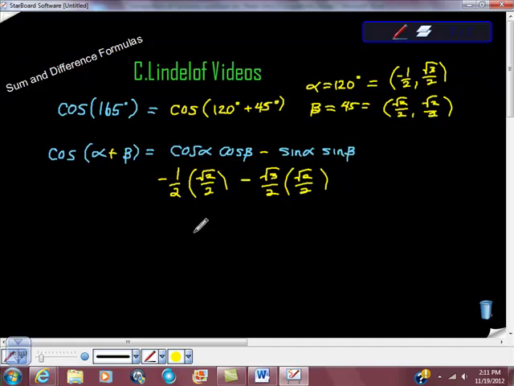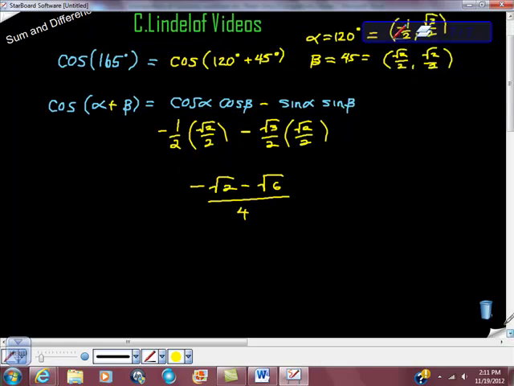We'll get negative square root of 2 minus square root 6 all over 4, don't we? You might see it done this way, Brandon, where they factor out all these negatives here. They factor out negative 1/4 times square root 2 plus square root 6. Is that all right?